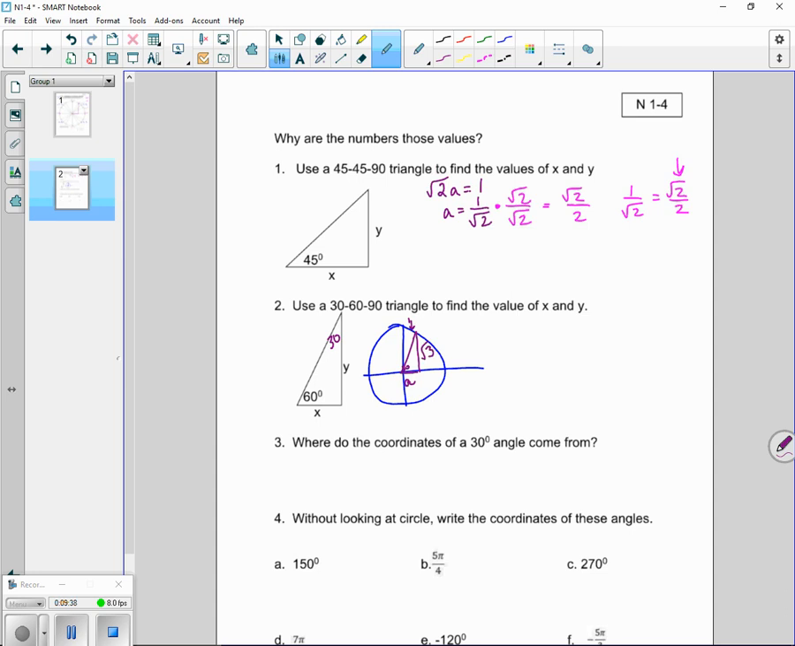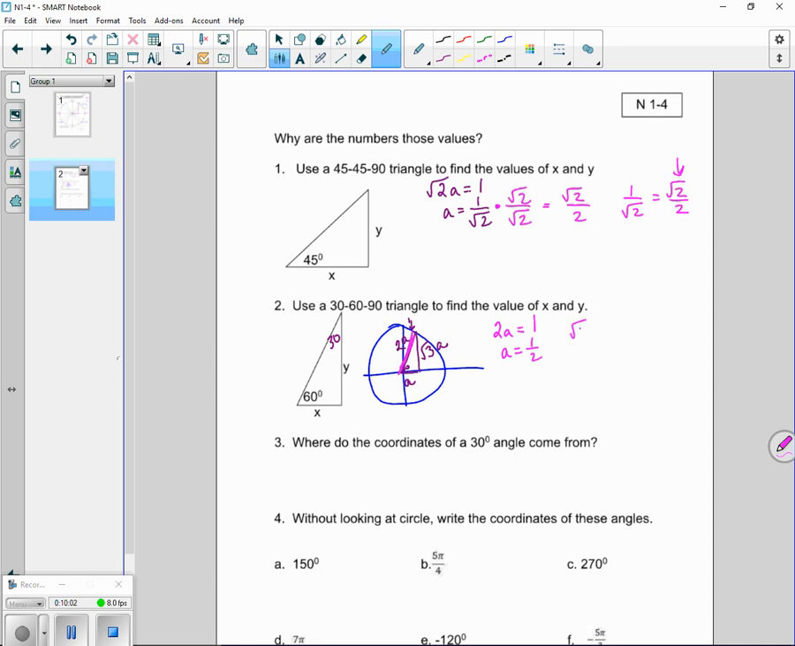That's square root of 3a, and across from the 90, that's 2a. So that's our special relationship between the 30, 60, 90 triangle. Which one of those is the radius? Well, the radius of the circle is this one. So if 2a is equal to 1, then a is equal to 1/2.